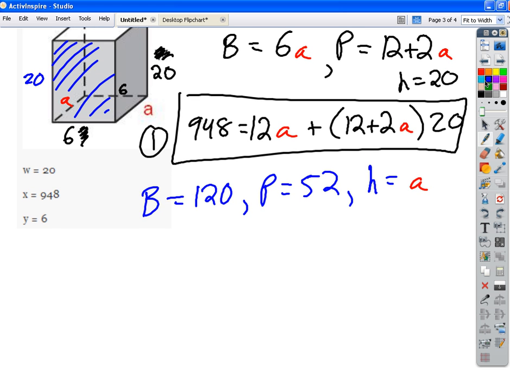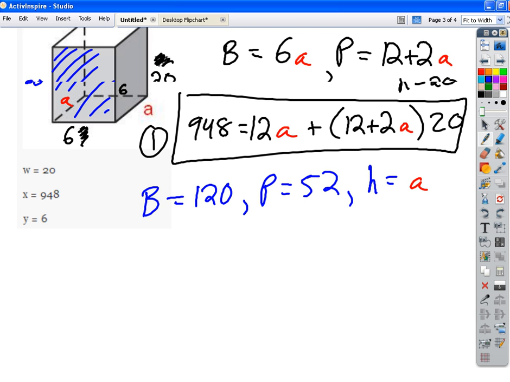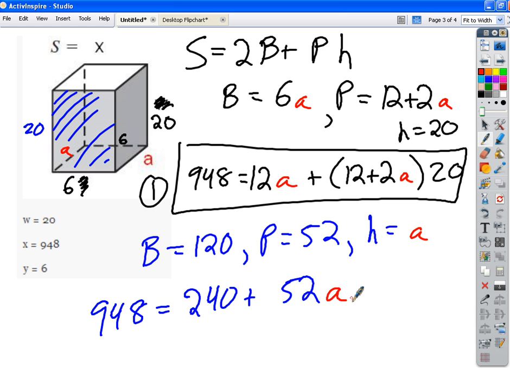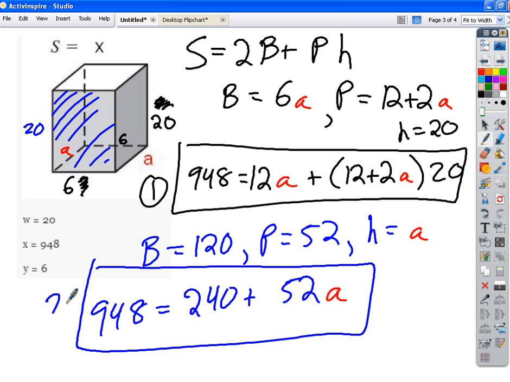Okay, now let's see if that makes a difference. When I create an equation, then I've got surface area. So there's our equation, right? I get surface area, which is 948, equals 2 times B. Well, B is 120. What's 2 times 120? 240. Plus P, which is 52, times A.